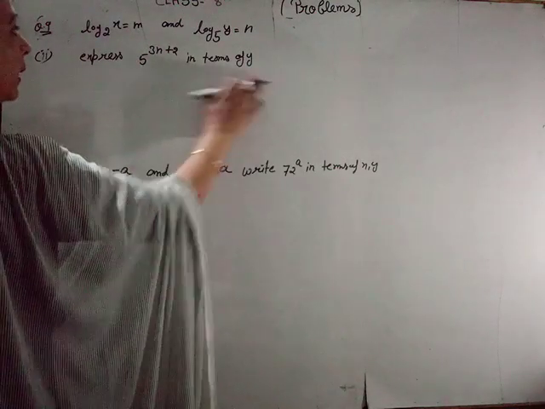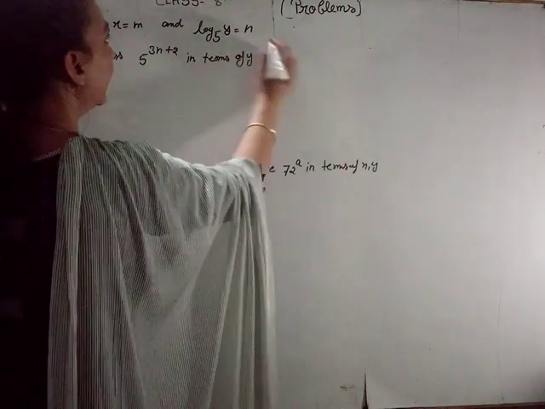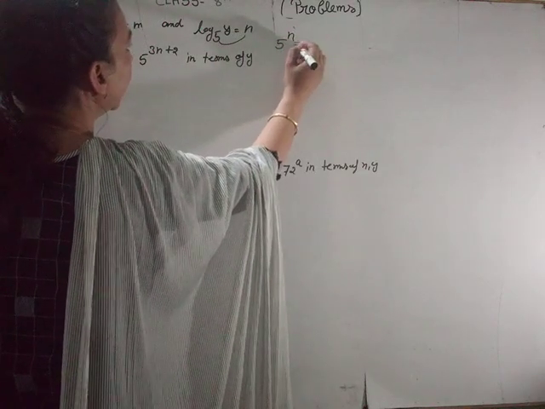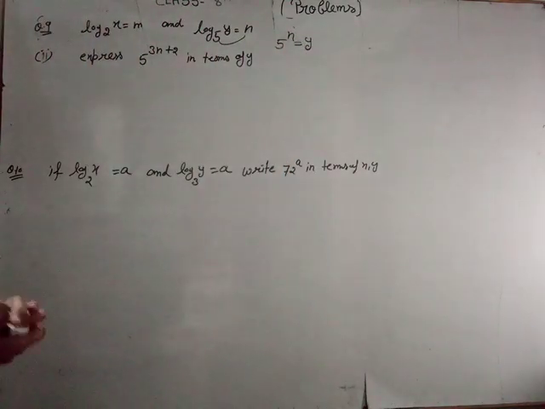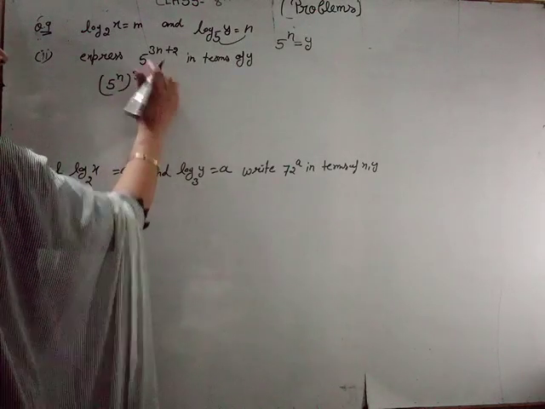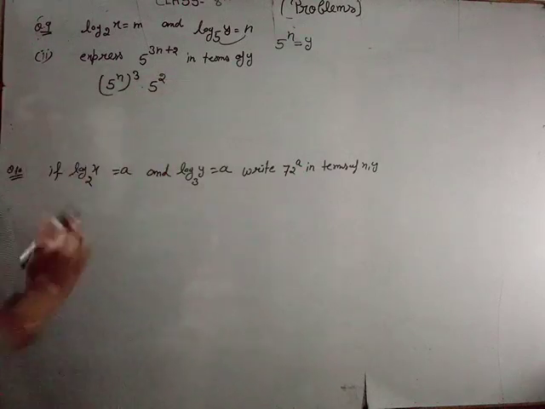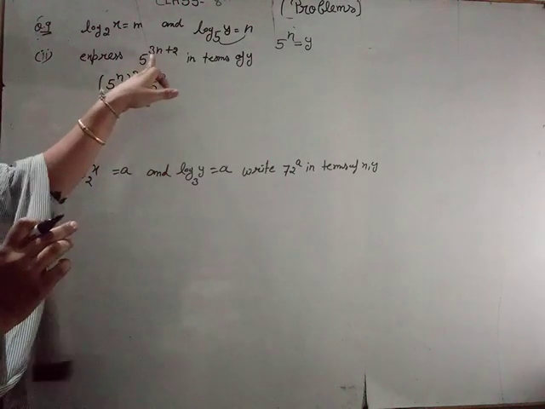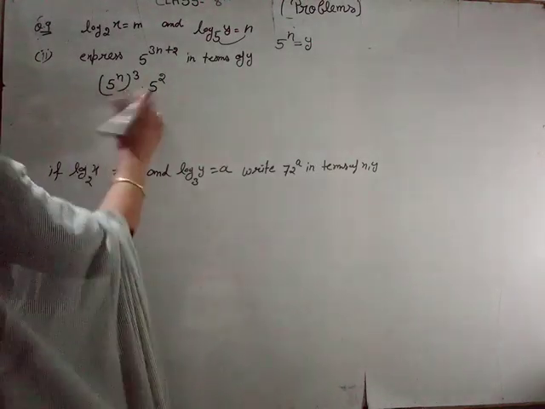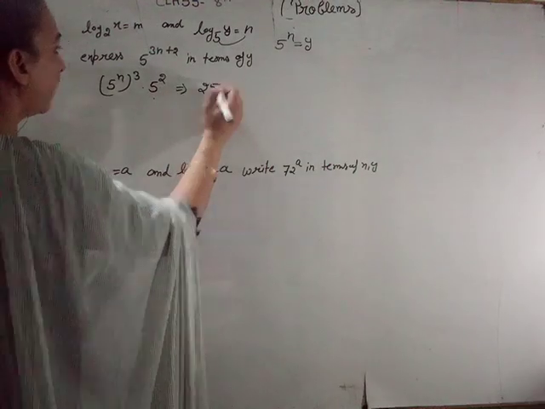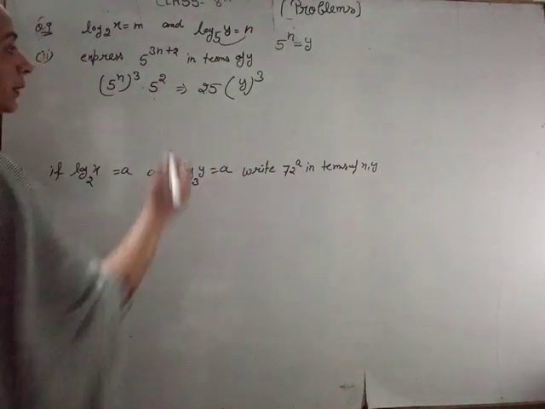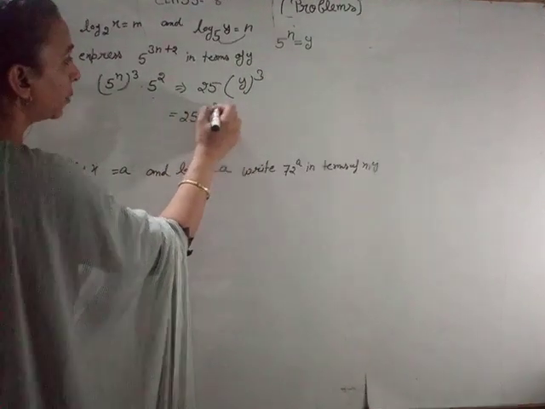Express this in terms of y. First we write this according to exponential form: 5 raised to the power n equals y. Then we write 5 raised to the power n raised to the power 3, into 5 raised to the power 2. We write this in this form: 5 raised to the power 3n multiplied by 5 raised to the power 2. Then 5 raised to the power 2 is 25, and in place of 5 raised to the power n, y, and y raised to the power 3. Then the complete answer is 25 y raised to the power 3.